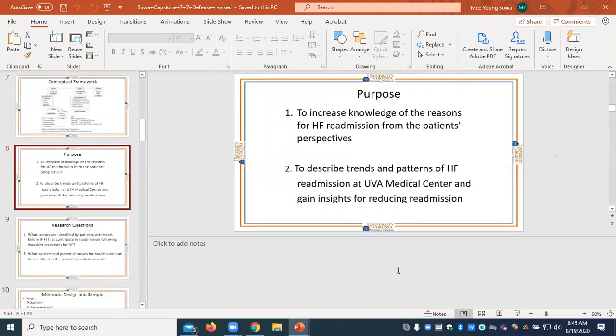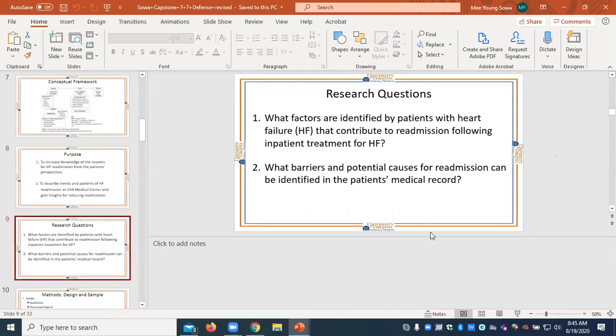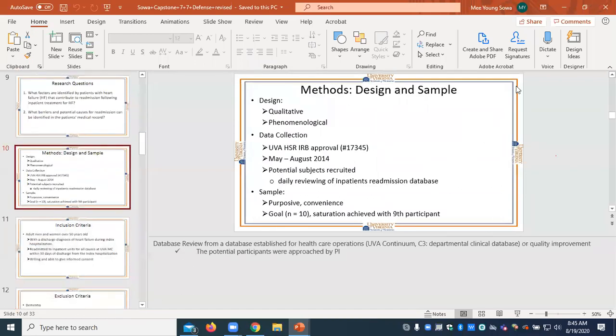From your paper, if you write it perfectly, that's perfect, okay? I'm not going to read this, okay? I developed 2 questions there. And design and sample, of course, this is qualitative. I'm asking about the experience of patients who are coming back to the hospital with the same problem in 30 days, okay?